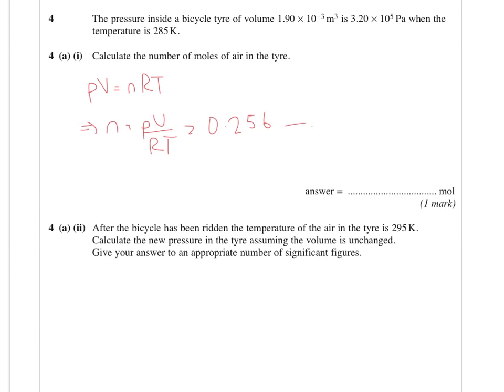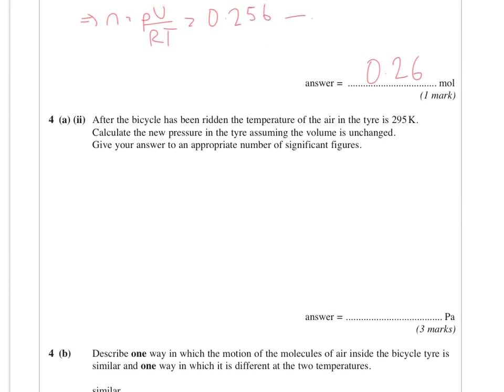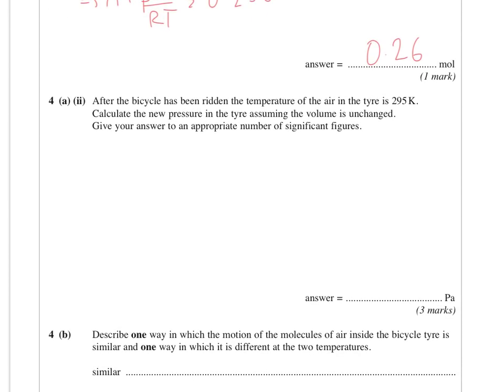0.256, so it's approximately 0.26 moles. Okay, so after the bicycle has been ridden, the temperature has increased. Volume is unchanged, so calculate the new pressure. So if volume is constant, we know P1 over T1 is equal to P2 over T2. So P2 is going to be P1 T2 over T1.